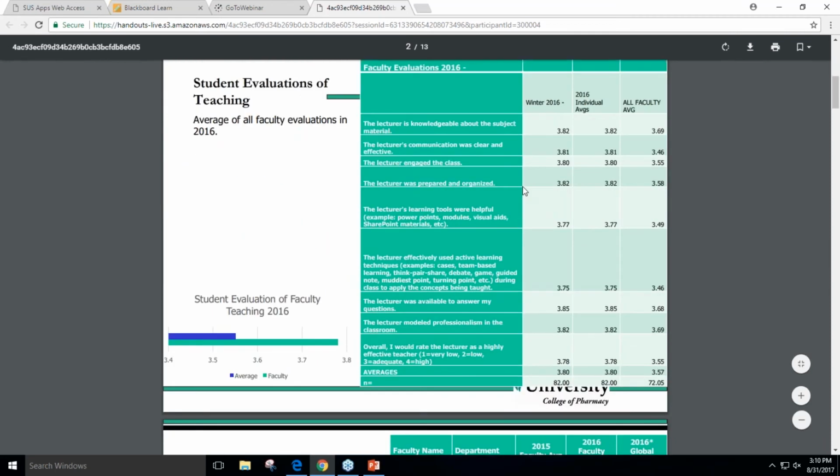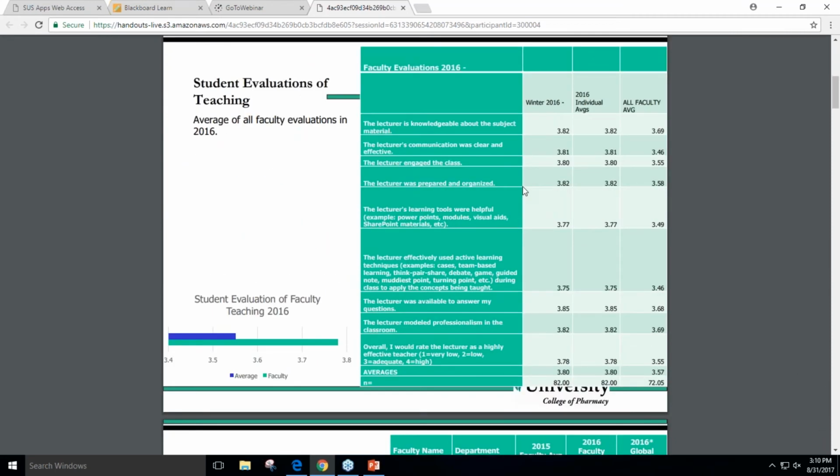This is the evaluation from students of that faculty's teaching. We usually evaluate our faculty member at least once a year. And then this report card shows them how their individual average compares to all faculty averages. And so then they get to see how they compare to the other faculty.